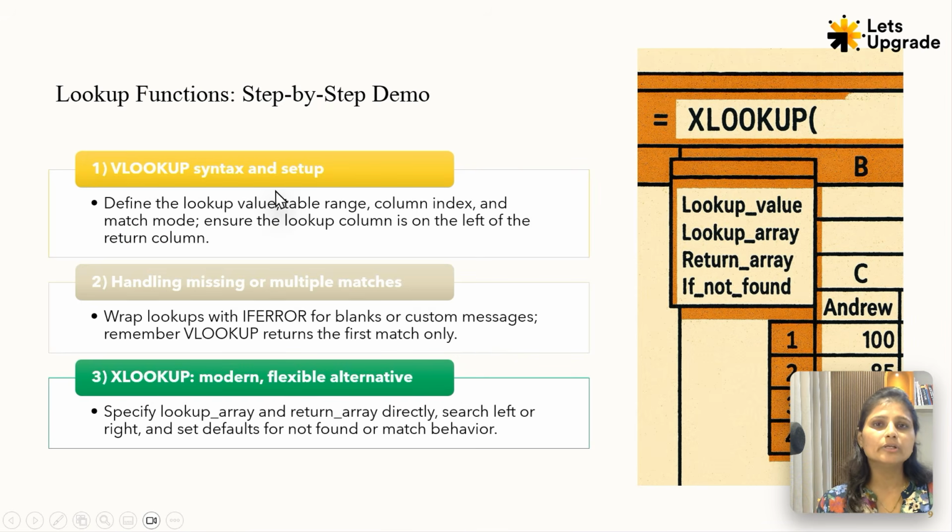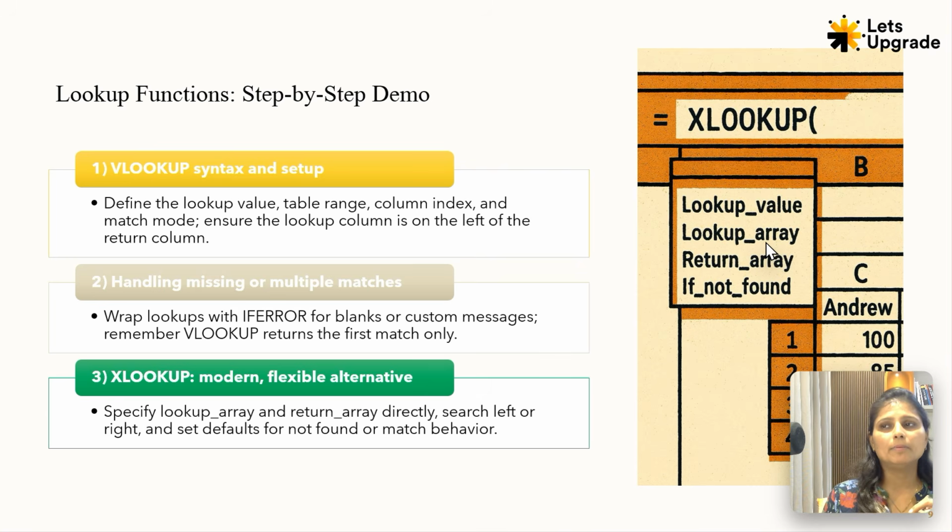If I talk about VLOOKUP syntax, it will ask you for the four arguments. The first one will be your lookup value. That means what are you searching? Your next argument will be your lookup array. That means where are you searching for that value? In which table you are searching for that? Third argument will be your column index number, whose details you want to fetch. And then finally the match mode, whether you want to go for an exact value or an approximate match.